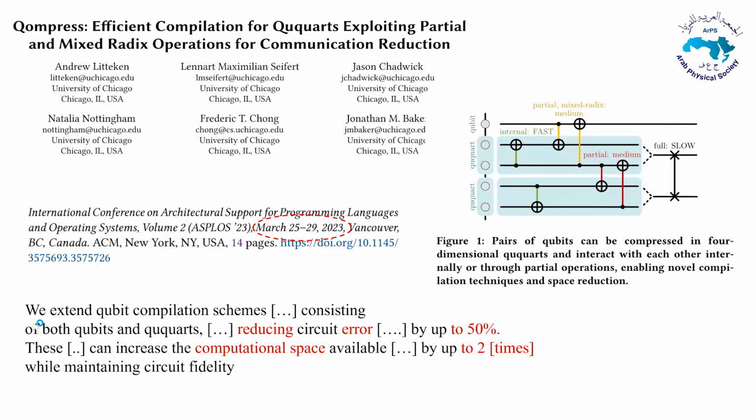Their conclusion is: we extend a qubit combination scheme consisting of both qubits and Ququarts, that's 4-level, reducing circuit error by 50%. That means that by combining qubits and Ququarts, they are able to reduce circuit error by 50%. They have done it. And this can increase the computational space available by 2 times while maintaining circuit fidelity. That means the fidelity will be the same; it's not changing the quality of the information.